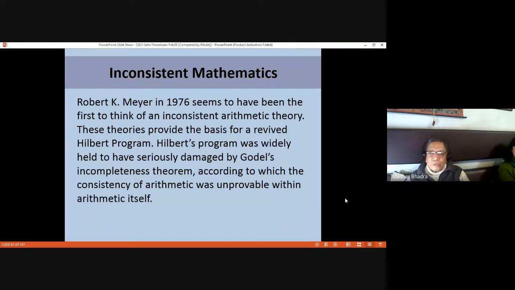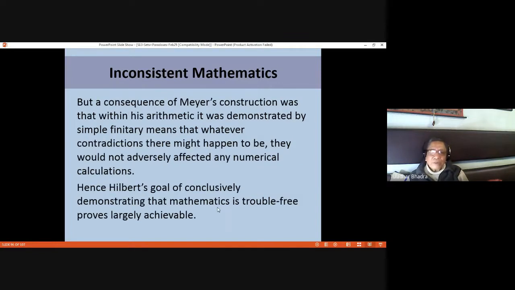These theories provide the basis for a revived Hilbert program. Hilbert's program was widely held to have been seriously damaged by Gödel's incompleteness theorem, according to which the consistency of arithmetic was unprovable within arithmetic itself. But a consequence of Meyer's construction was that within his arithmetic, it was demonstrated by simple finitary means that whatever contradictions there might happen to be, they would not adversely affect any numerical calculation.